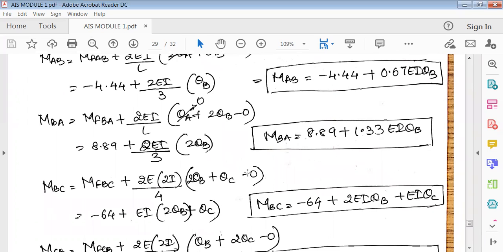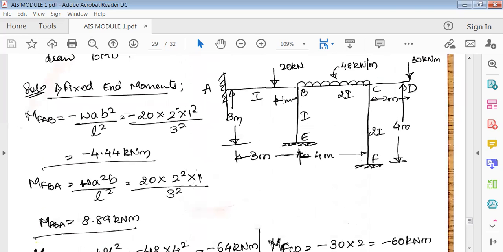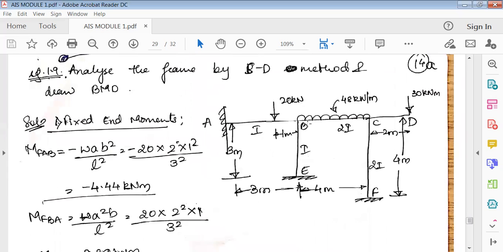Then MBC is equal to MFBC plus 2E, with 2I instead of I, by L, 2 theta B plus theta C, minus 0. Just by seeing this, you will know end A is fixed so theta A is 0, theta E is 0, theta F is 0, so there exist only theta B and theta C. Theta D will not exist because it's an overhang and there is no support here. So only theta B and theta C exist.